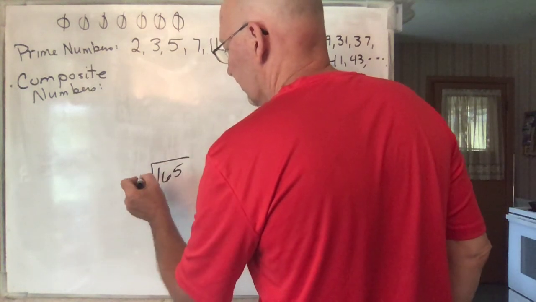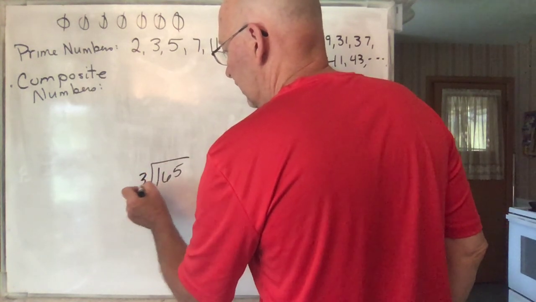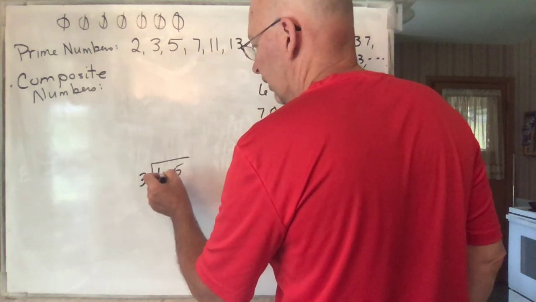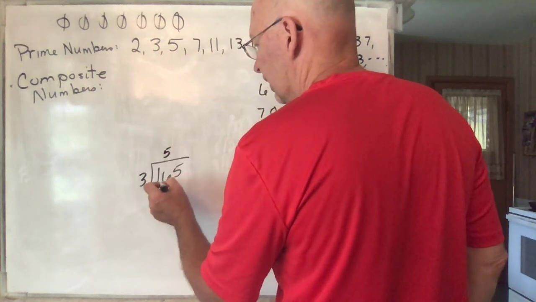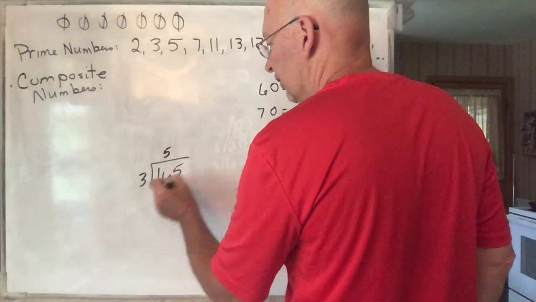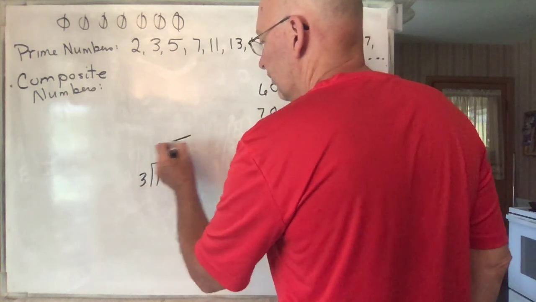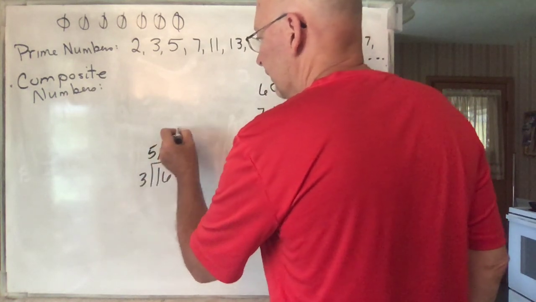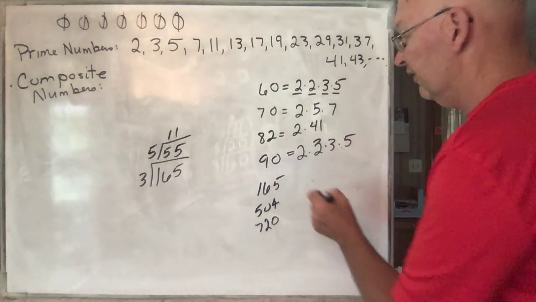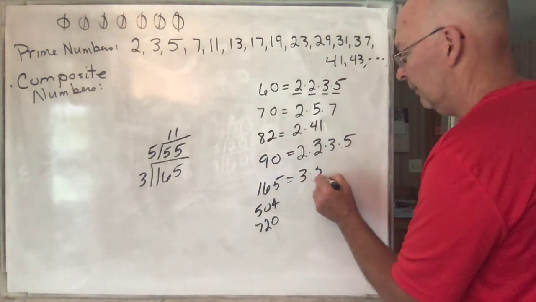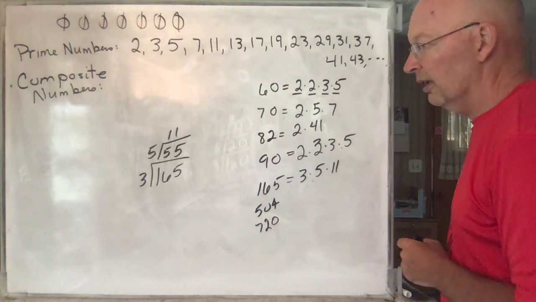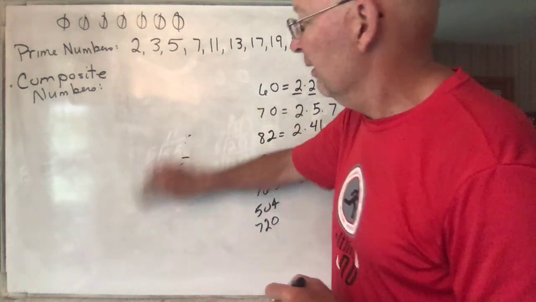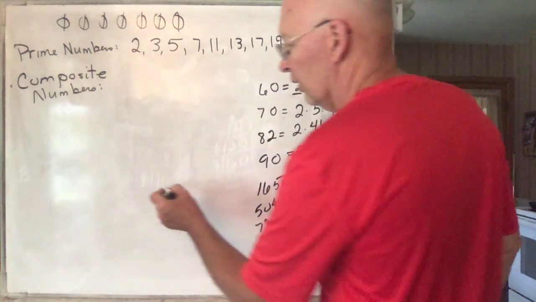165, let's see, let's divide it by 3. 3 goes in there 5 times, then you get another 15 here. 3 goes into that 5 times. Now I can divide that by 5 and get 11. So 165 is 3 times 5 times 11. See that? How about 504?